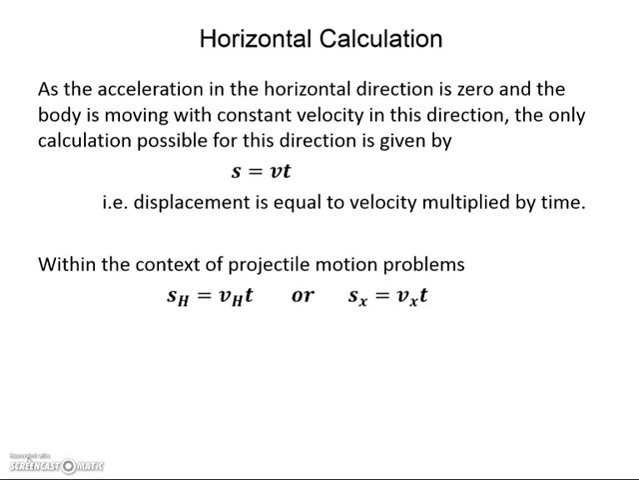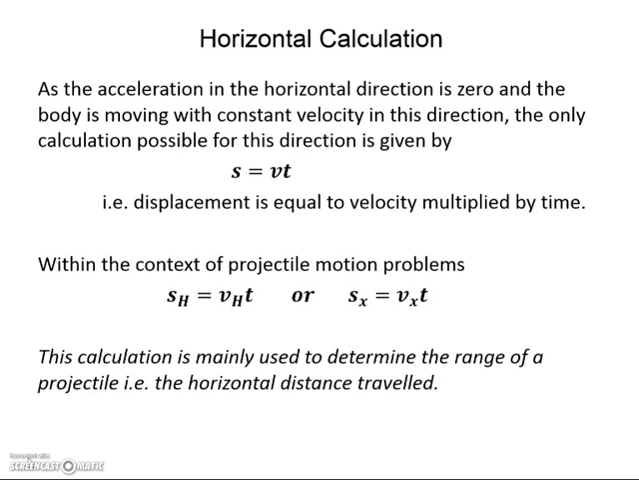When we look at projectile motion problems, we need to decide whether we are going to use h to represent horizontal, or x in terms of the x direction. If we do either of those, we need to apply it to the whole of the equation. This equation is mainly used to determine the range of a projectile. So if a question is asking how far the object has travelled, this is the one to use for range.